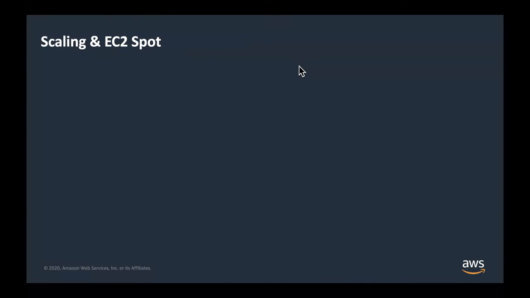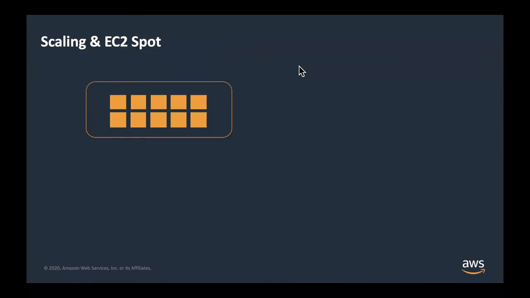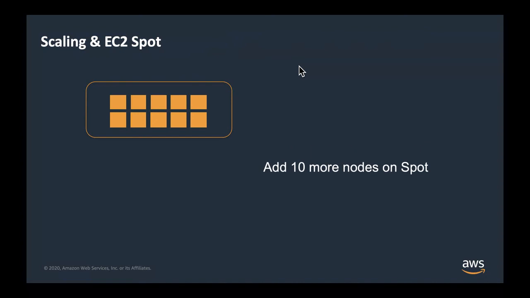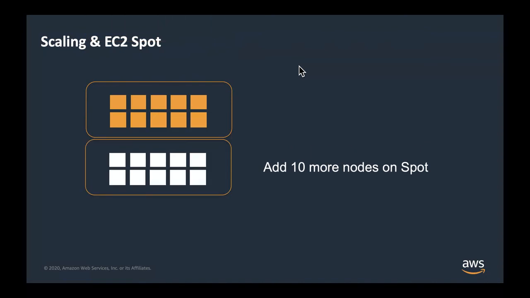So next, I'll move on and talk about scaling on EC2 Spot. And through an example, what I'll try to show you is how you can lower your runtime and your cost on your Hadoop workloads while you use EC2 Spot instances. So consider that you have a 10-node cluster running a particular workload, and it completes in 14 hours. The cost of each node is $1, so total cost is around $140. You decide to add 10 more nodes on Spot to the same cluster.